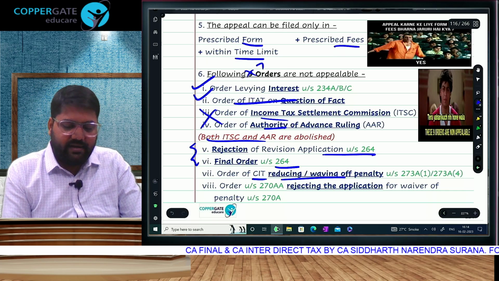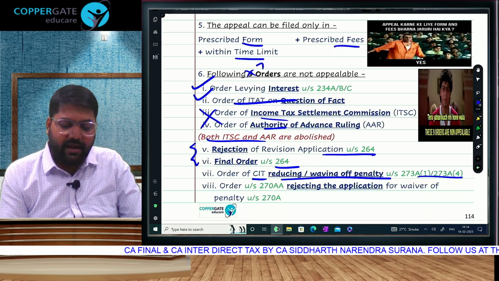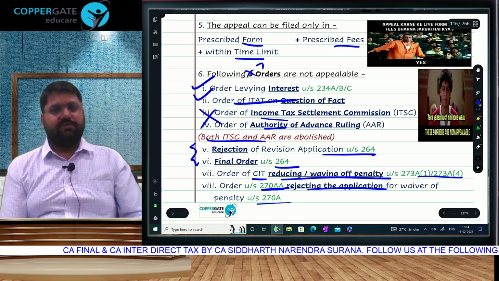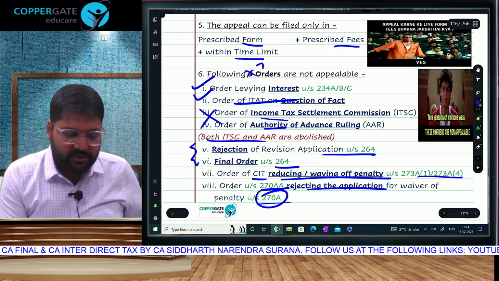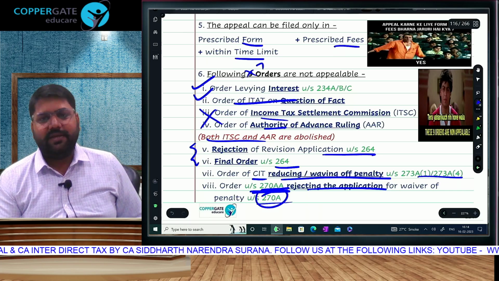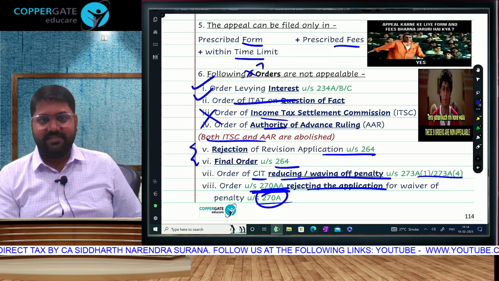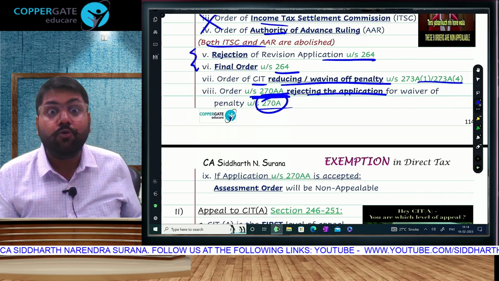Any order of CIT reducing or waiving penalty under 273A is non-appealable. And any order under 270AA rejecting the waiver application under 270A. Let's be clear. Penalty is levied in this section for which you file a waiver application in this. If the waiver application is rejected, you can't appeal against the rejection. And next, if the waiver application is accepted, then no penalty.